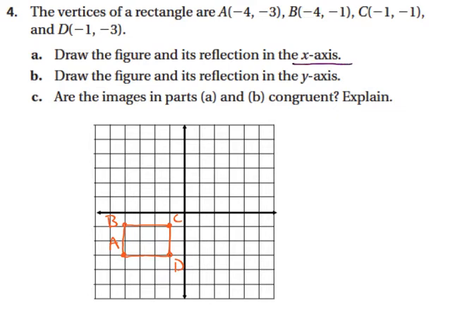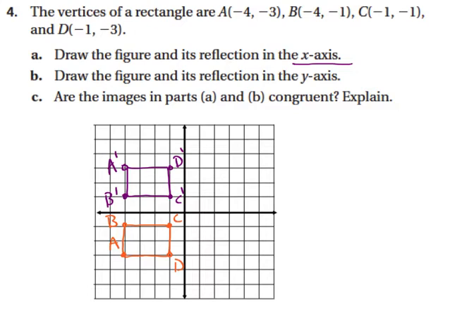Okay, let's reflect it in the x-axis. Reflecting it, B is 1 below, so B prime is going to be 1 above. A prime is going to be 3 up. Whoops, not double prime, it's just A prime. C is 1 below, so C prime is 1 above. D is 3 below, so D prime is 3 above. And we get our reflection in the x-axis.